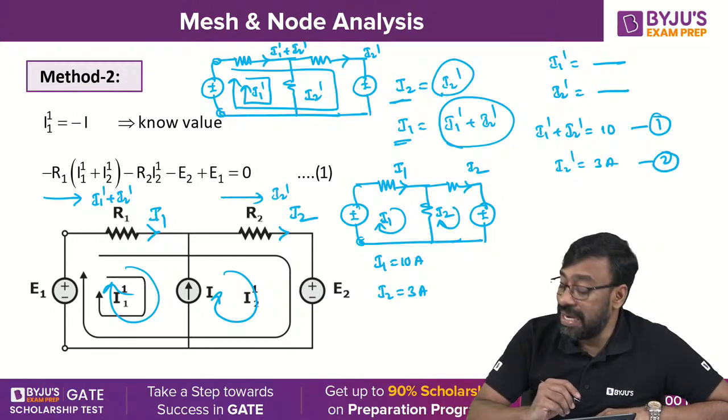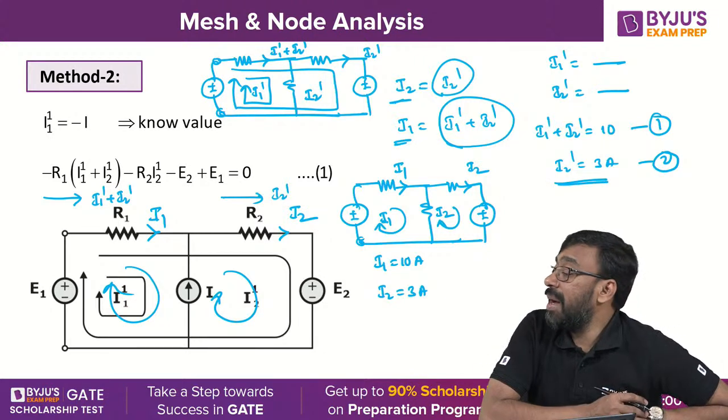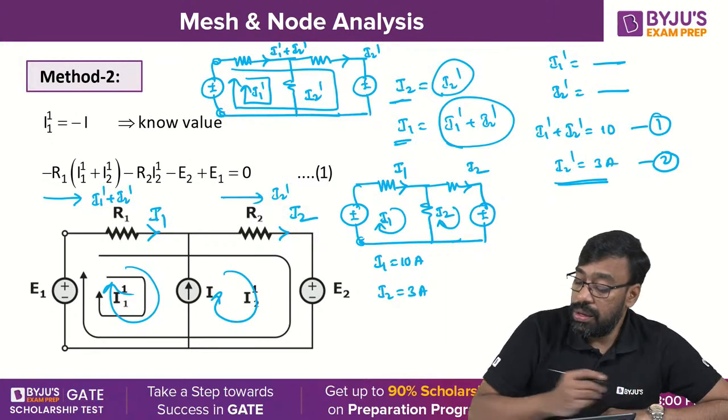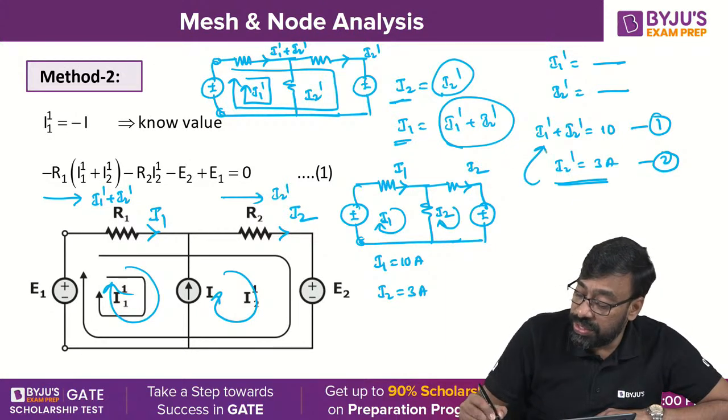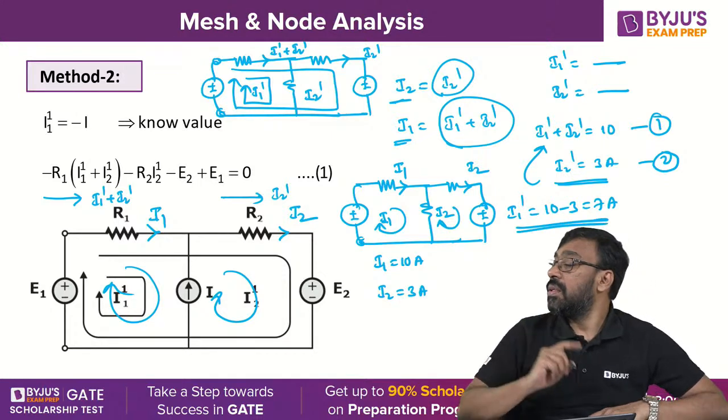Let me check whether it is minus 10 or minus 3. I2 dash is 3 only, right? Why are you taking minus 3, Bindu Tarangini? From this, if you substitute here, what is I1 dash? 10 minus 3 is just 7 amperes. Yes or no?